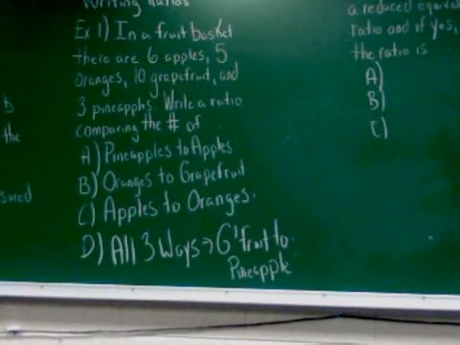Okay, so the first thing they have us doing in example 1 is writing ratios, and that's pretty simple. In a fruit basket, there are 6 apples, 5 oranges, 10 grapefruit, and 3 pineapples. Write a ratio comparing the number of pineapples to apples, oranges to grapefruit, apples to oranges, and then all 3 ways grapefruit to pineapple.